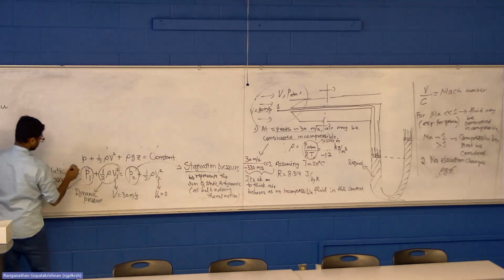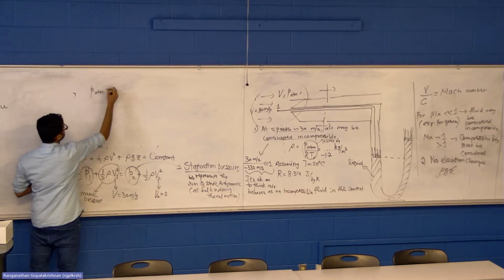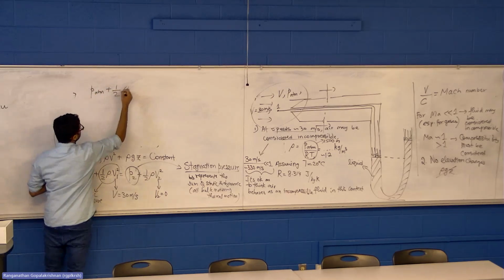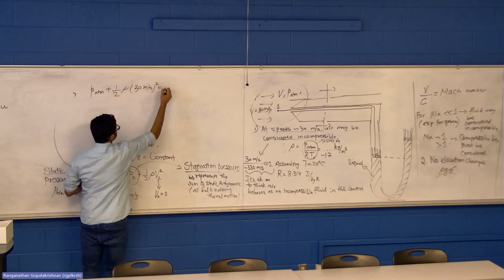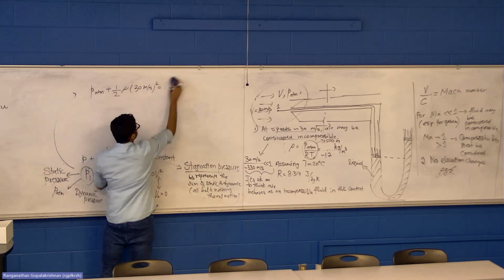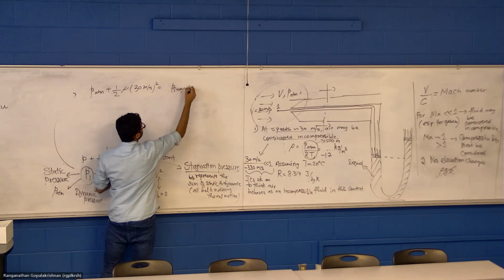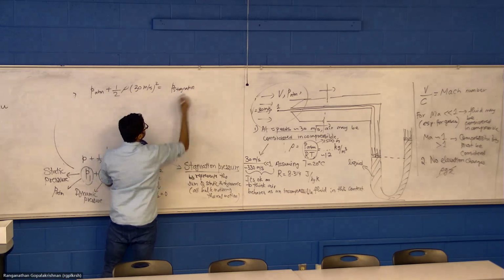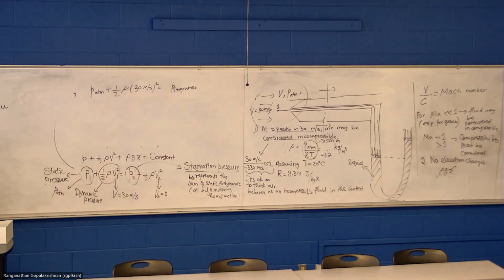Okay, so this just simplifies as P atmosphere plus half rho 30 meter per second squared equals P stagnation. This makes sense? This is a key step. If it makes sense, we are good.